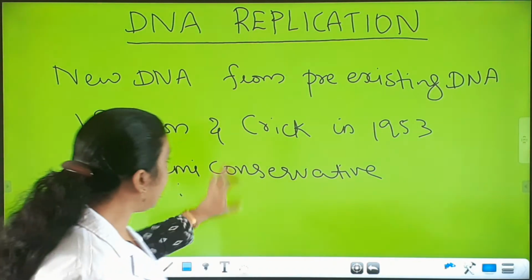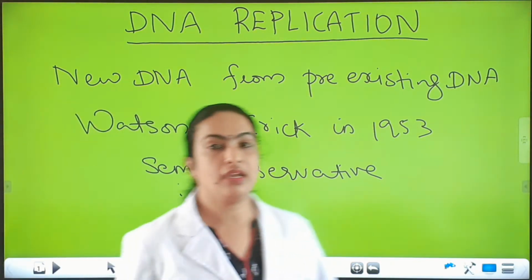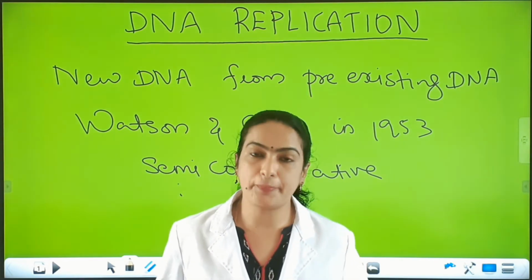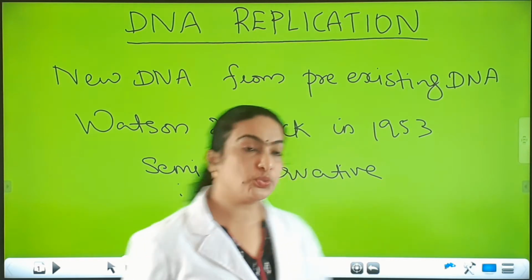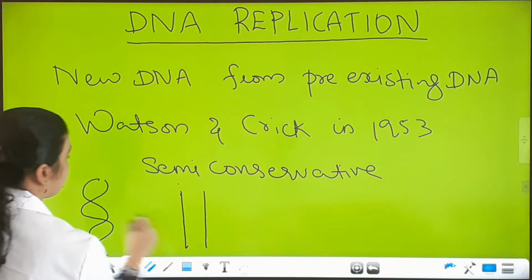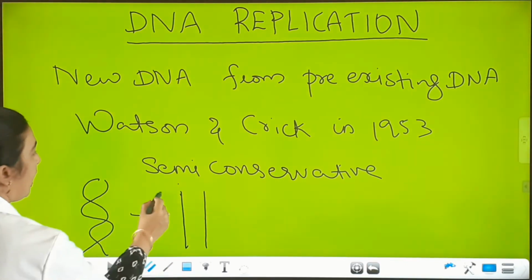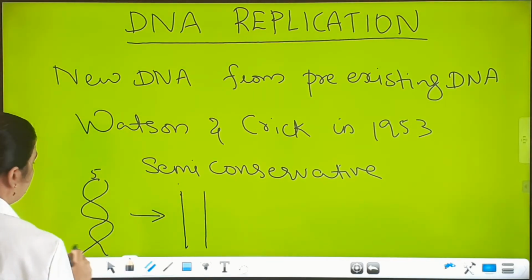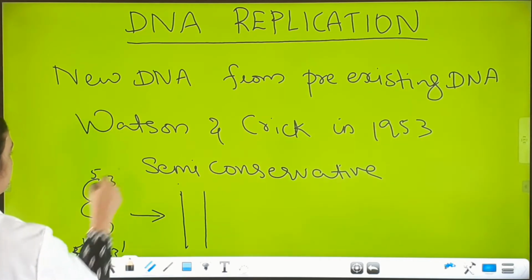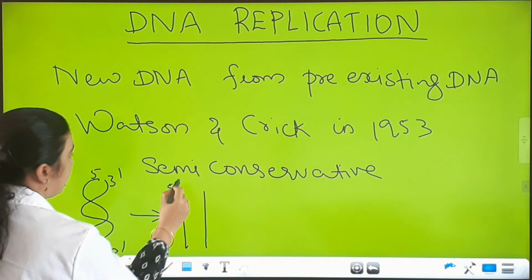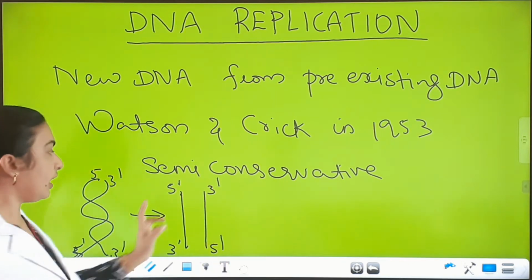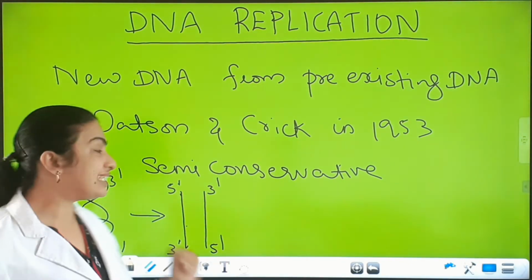According to the scheme proposed by Watson and Crick, the double helix or two-stranded DNA can separate during replication. If this is 5 prime, then this is 3 prime, and here 5 prime, then 3 prime. So this can separate into two strands, and each strand acts as a template strand.